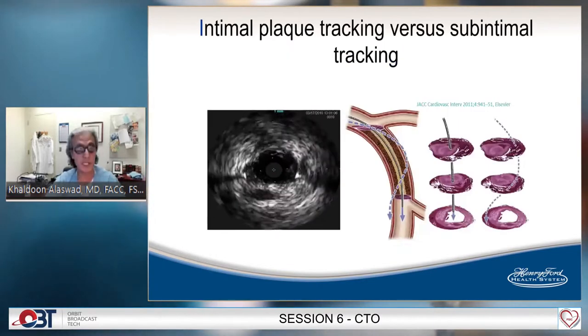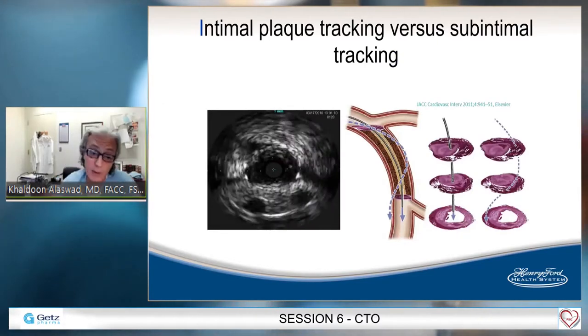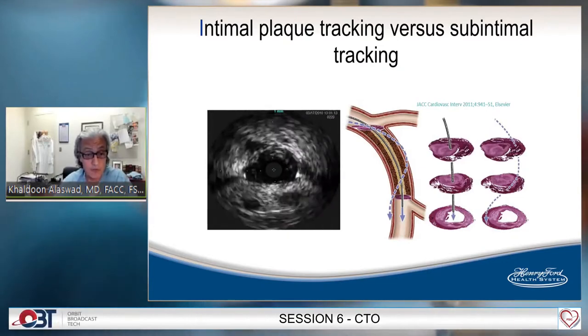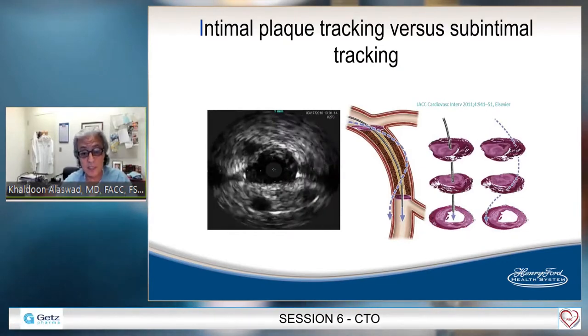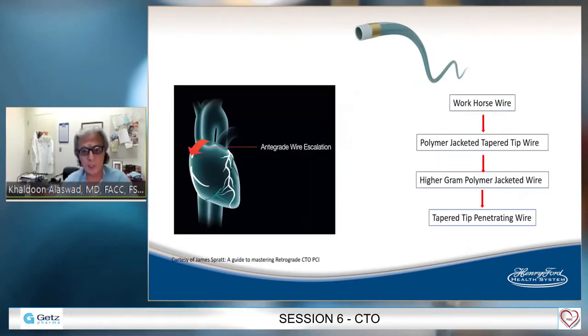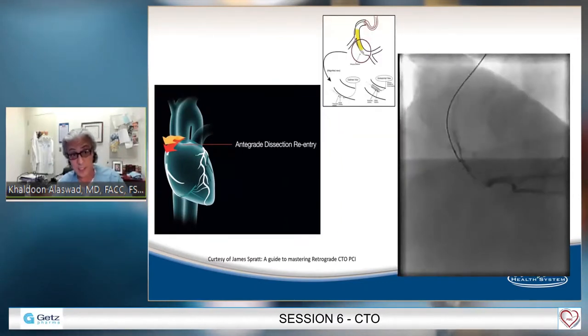Two minutes, please. Yes. And then you have to be familiar with intraplaque dissection reentry. This is a knuckle retrograde. If you see the wire never exited the vessel, this is subintimal and intraplaque. Then you go antegrade-retrograde. So there is an algorithm for antegrade wire escalation. This is a dissection reentry.